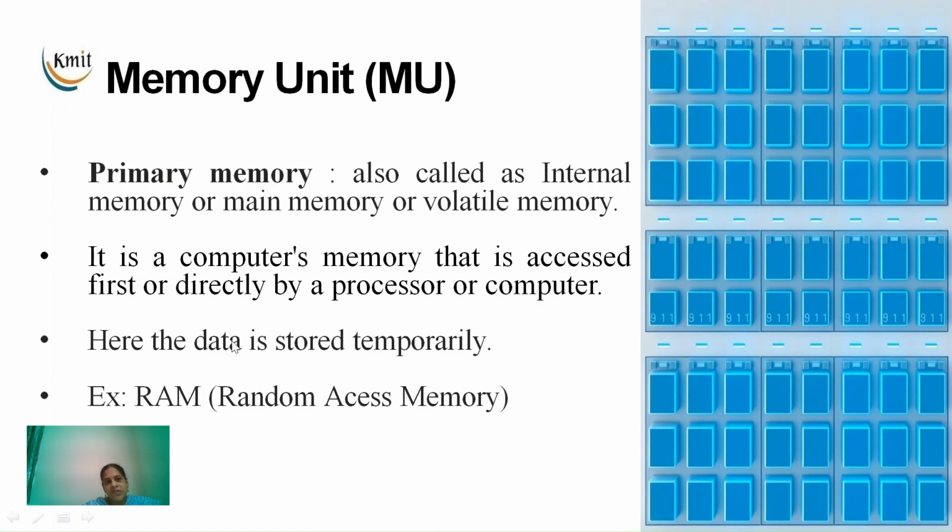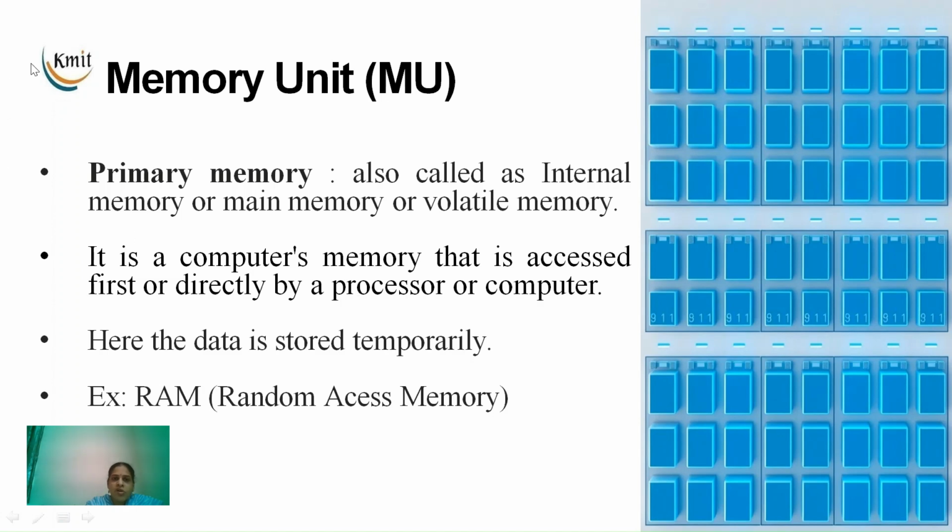So, what is the difference between the primary memory and secondary memory? There are two types of memories present in the computer. The first is the primary memory. The primary memory is also called internal memory, main memory, or volatile memory. This is the computer memory that is accessed first by the processor of a computer. Here the processor means the CPU.